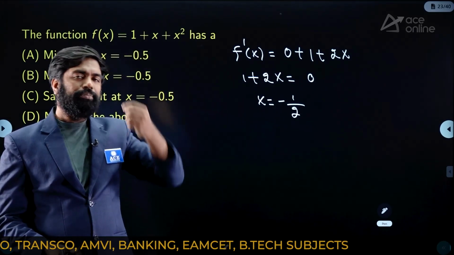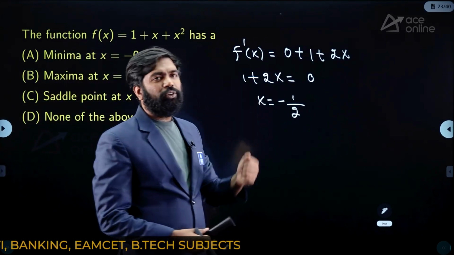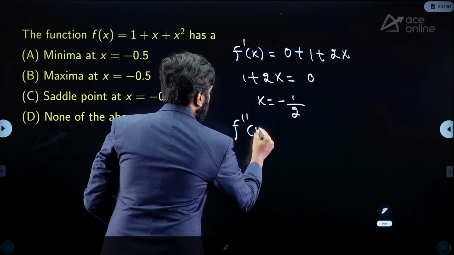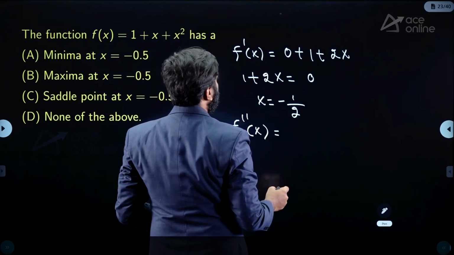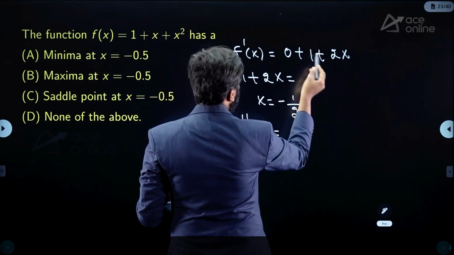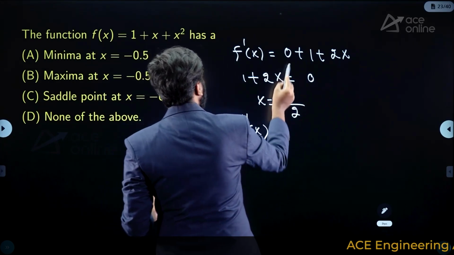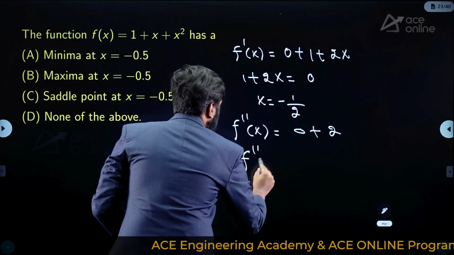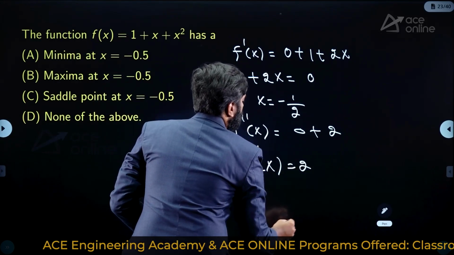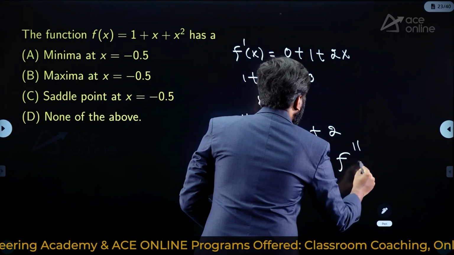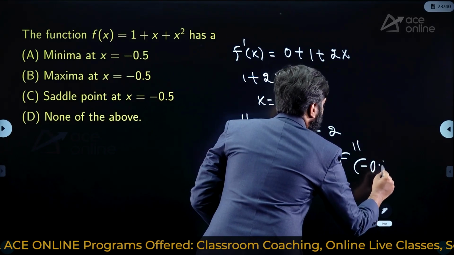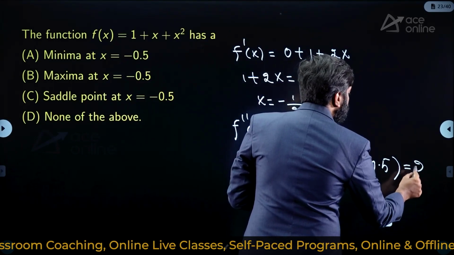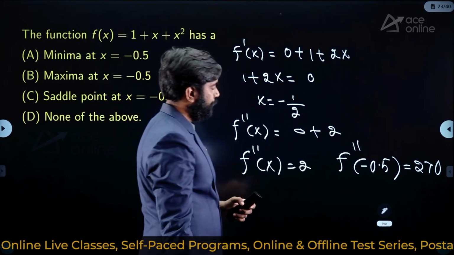Now what we usually do is, you find the sign of the second derivative here. So what is f double dash of x? Here already we have the first derivative. If you want the second derivative, again perform differentiation. So it's 0 plus 2. So the second derivative is clearly 2. You substitute this point, f double dash of minus 0.5, because minus 1 by 2 is minus 0.5. So even at this point, the value is 2 clearly, which is greater than 0.